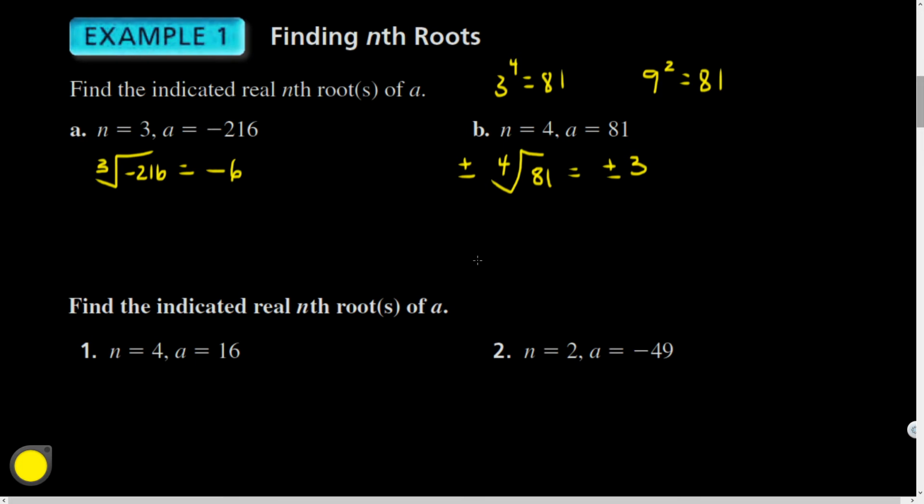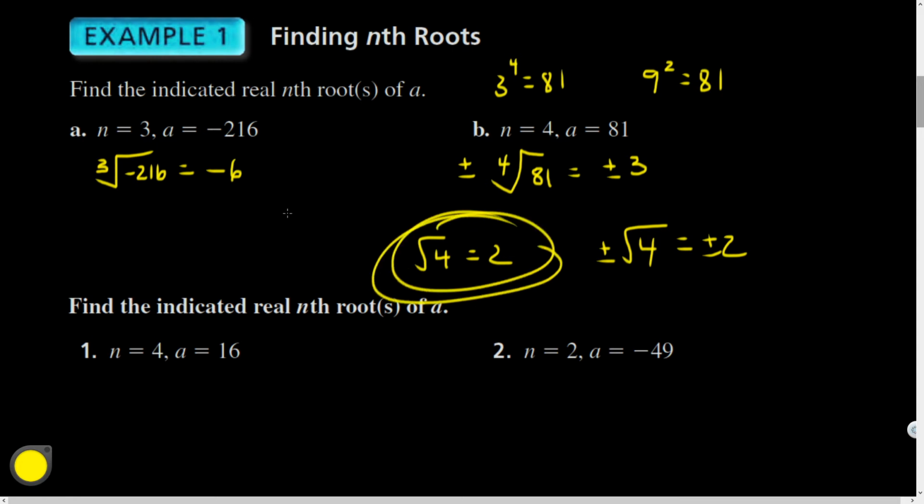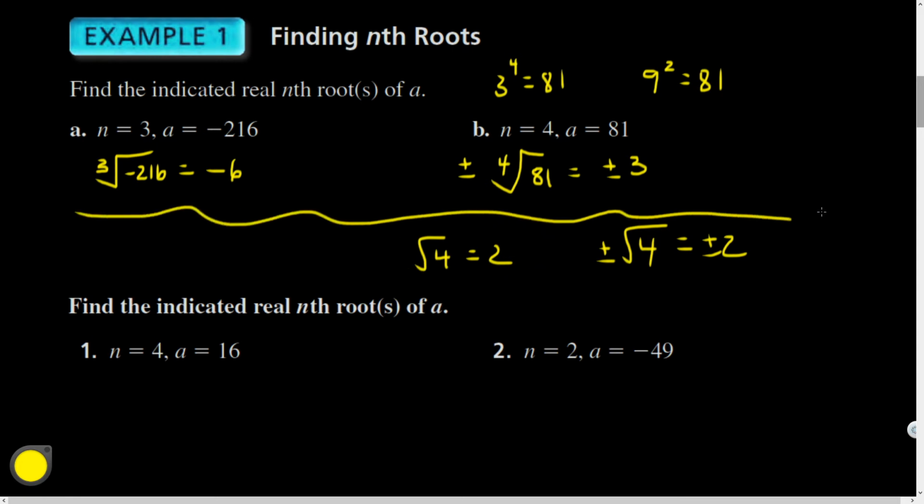If I asked you to find the square root of 4, it would just be 2. If I ask for plus or minus the square root of 4, that'll be plus or minus 2. And so if it didn't indicate the plus or minus at the beginning, which notice for these problems, they didn't actually write it out for us, then they're only asking for the positive even root.